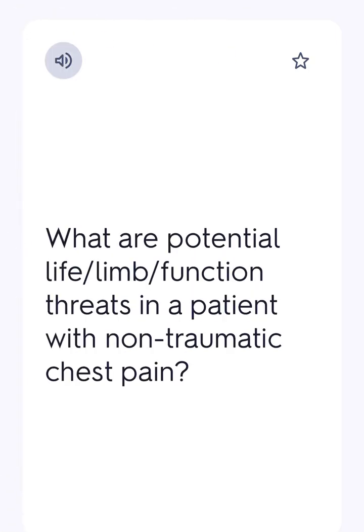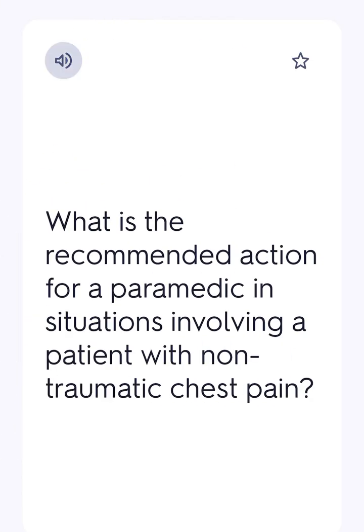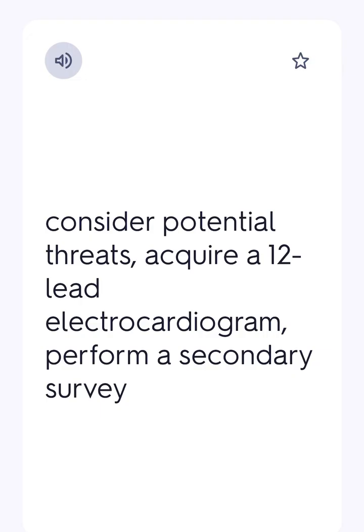What are potential life/limb/function threats in a patient with non-traumatic chest pain? Acute coronary syndrome/acute myocardial infarction, dissecting thoracic aorta, pneumothorax, tension pneumothorax/other respiratory disorders, pulmonary embolism, pericarditis. What is the recommended action for a paramedic in situations involving a patient with non-traumatic chest pain? Consider potential threats, acquire a 12-lead electrocardiogram, perform a secondary survey.